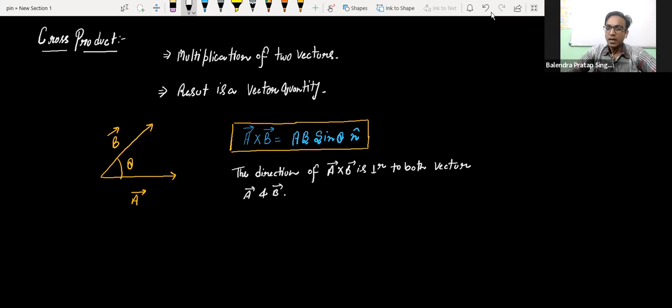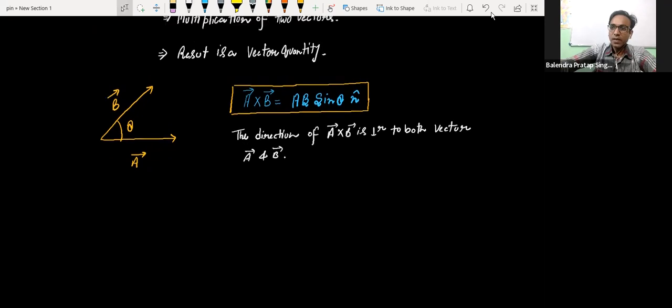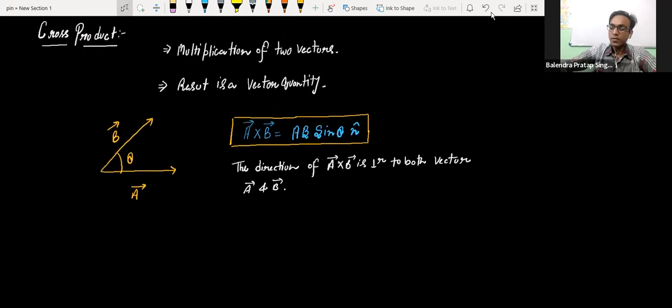Now let me show you how you can understand this vector. Suppose these two vectors are making an angle, suppose pi by 2. If I consider a vector A and vector B, the angle between these two vectors is suppose pi by 2. Suppose this is vector A.